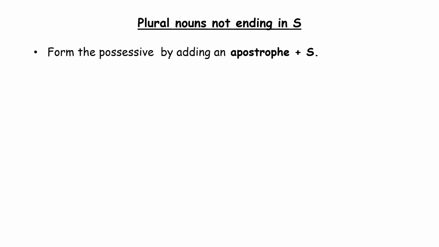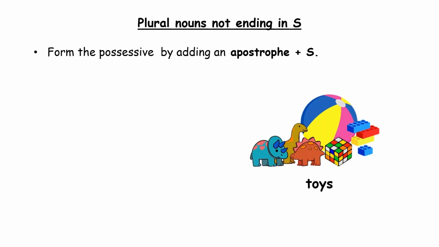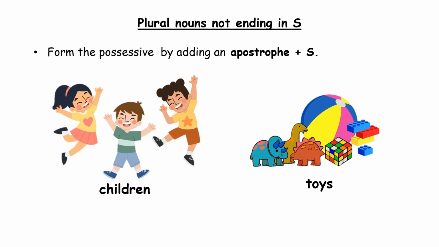We have been talking about just adding an apostrophe at the end of the plural noun that ends in an S. So now what happens when the plural noun does not end in the letter S? You form the possessive by adding an apostrophe, then you add an S. Here are some toys, and here are some children. So to show that the toys belong to the children, we say children's toys. In this case, children is already a plural noun.